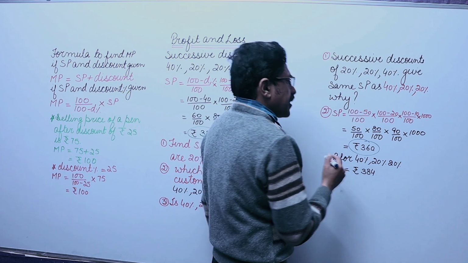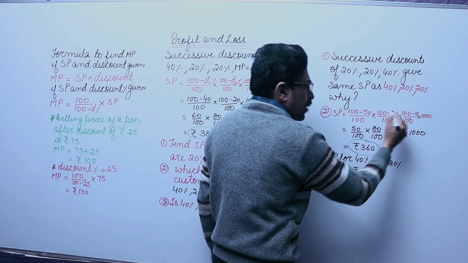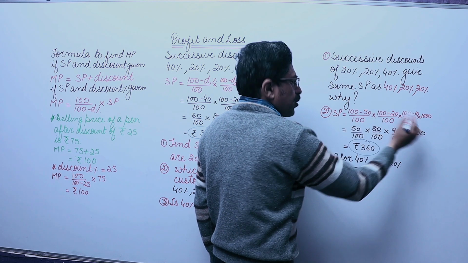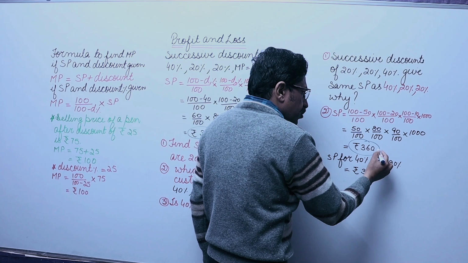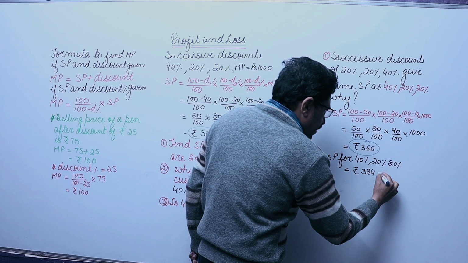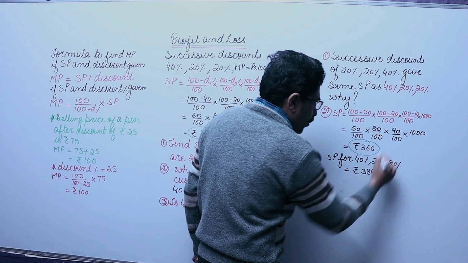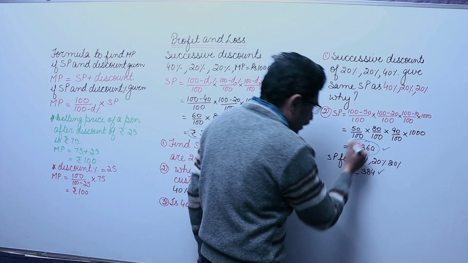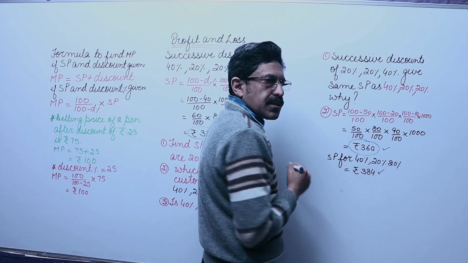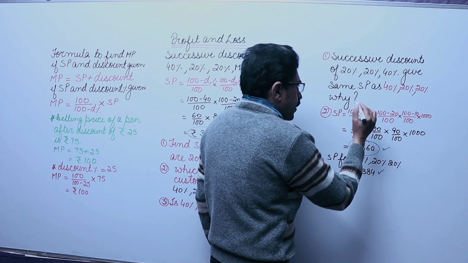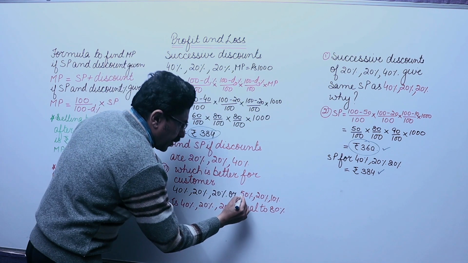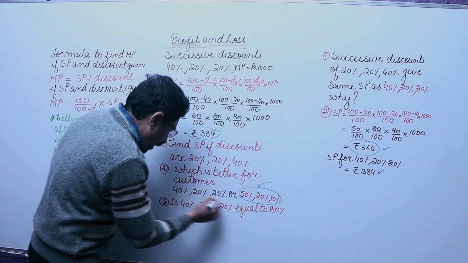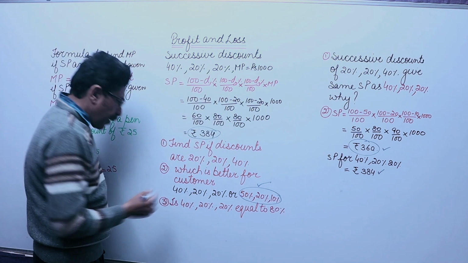Second was successive discounts of 50%, 20% and 10%. Now using the same formula, we get 360. One gives us selling price of 384, the other gives us selling price of 360. So clearly this is better for the customer. That is, the discounts of 50%, 20% and 10% are better for the customer as compared to these.